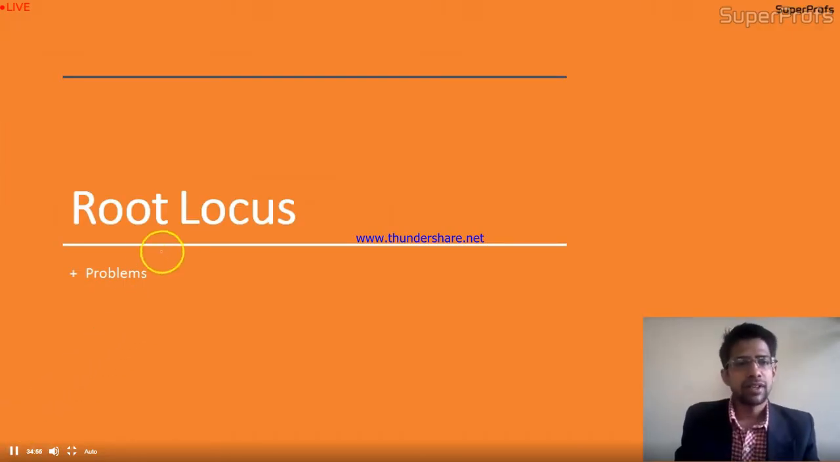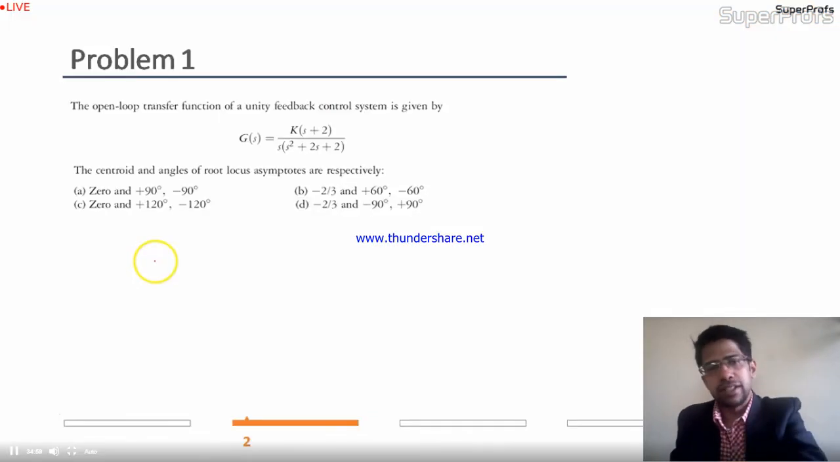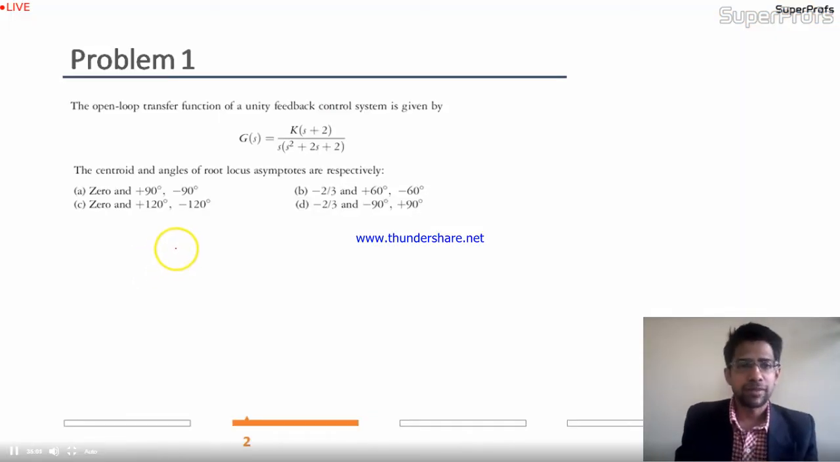Okay. So let us see the problems from root loci now. Let us see the first problem on root loci. Okay. So the first question is, the open loop transfer function of a unity feedback control system is given. The centroid and angles of root locus asymptotes are respectively.